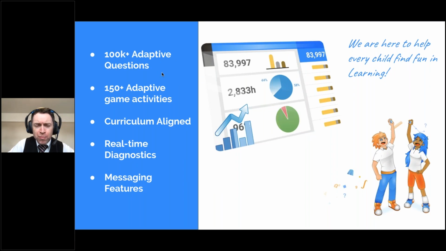So to put this together, Mangahigh has hundreds of thousands now of adaptive questions that the students can try on the maths quizzes, around 150 game activities that you can access as well. All of the activities are aligned to your local curriculum wherever you teach. For example, in England, it's aligned to the national curriculum, and in Scotland, aligned to the Curriculum for Excellence and other curriculums around the world as well. We allow you to use real-time data and reports so you can see the progress of your students and you can message them as well to offer congratulations or support.